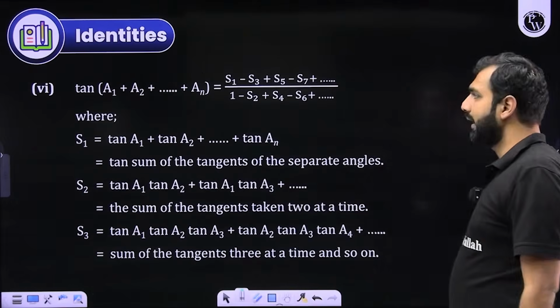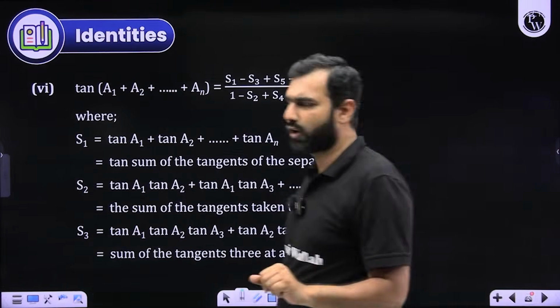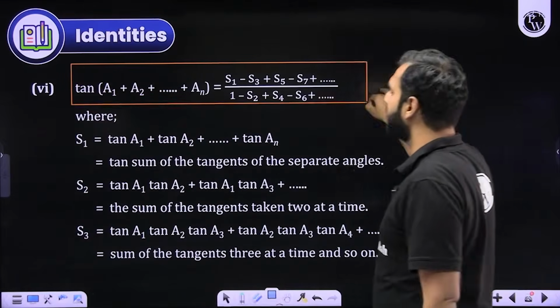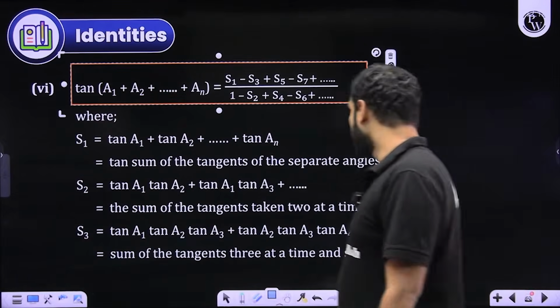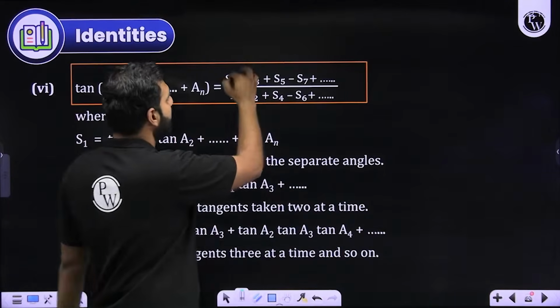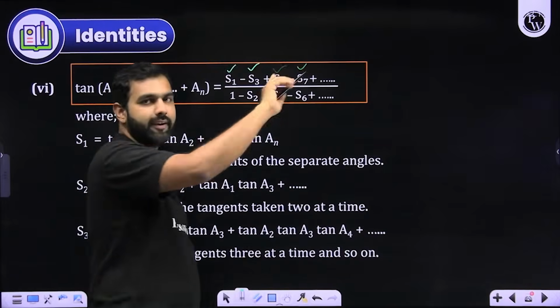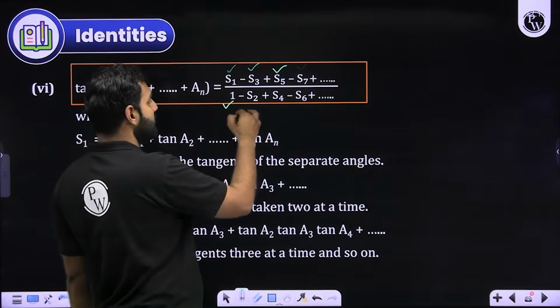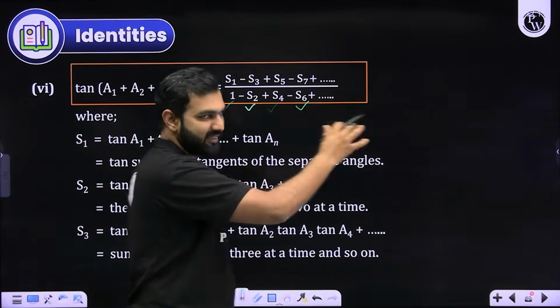Let's talk about that. Before I do, let me come to one more formula. Here also there is a formula, which is tan(A1+A2+A3+...+An). Here also, in the numerator, you write all the odd ones: S1, S3, S5, S7 with alternating plus and minus. In the denominator, you write all the even ones: S0, which is 1, minus S2 plus S4 minus S6, and so on.